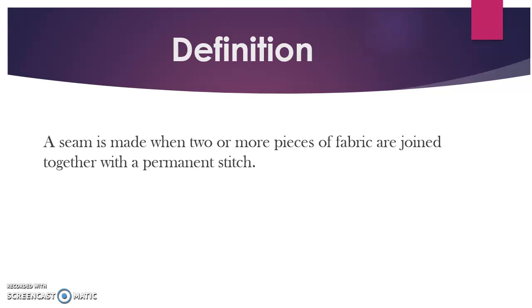What is a seam? It is made when 2 or more pieces of fabric are joined together with a permanent stitch. No garment can be made without a seam. This is because it is a basic structural element of any garment. It is used to join all components of any garment together in order to make it complete.